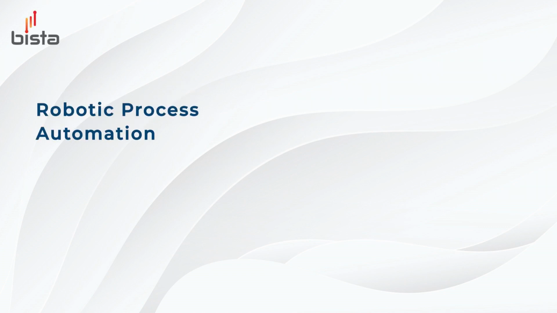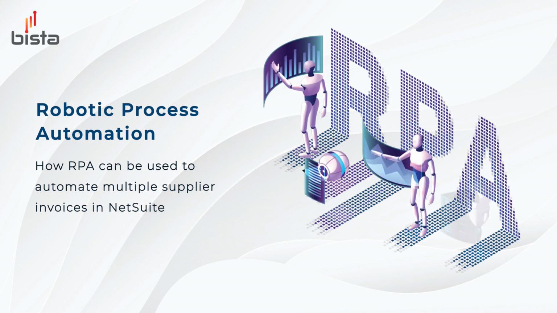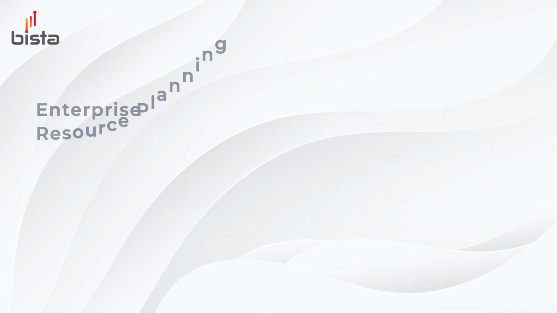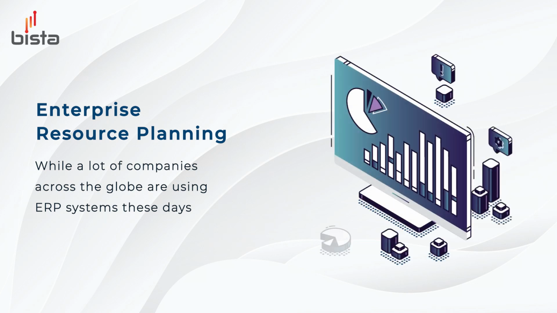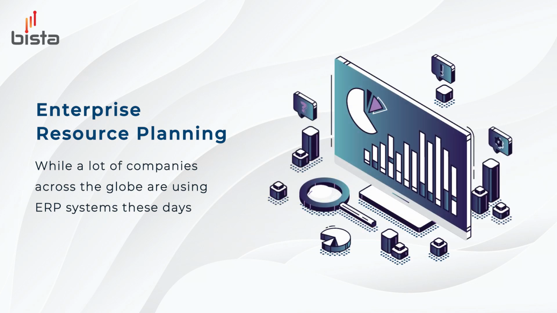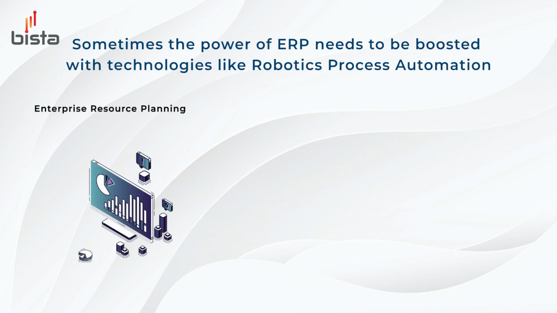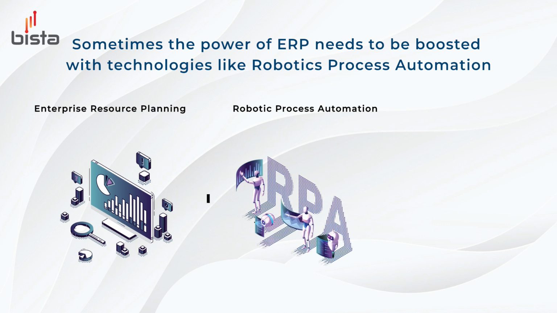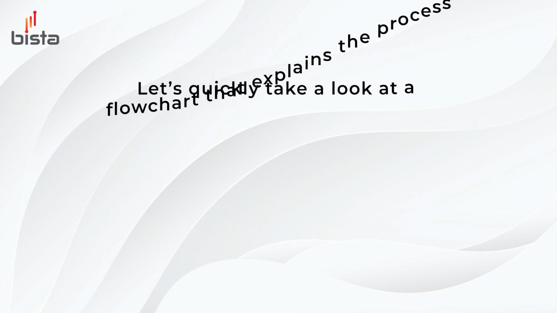Let's see how to automate multiple supply invoices in NetSuite using robotics process automation. While a lot of companies across the globe rely on enterprise resource planning systems these days, sometimes the power of these ERP systems needs to be boosted with technologies like robotics process automation. Now, let's look at a flowchart explaining this entire process.